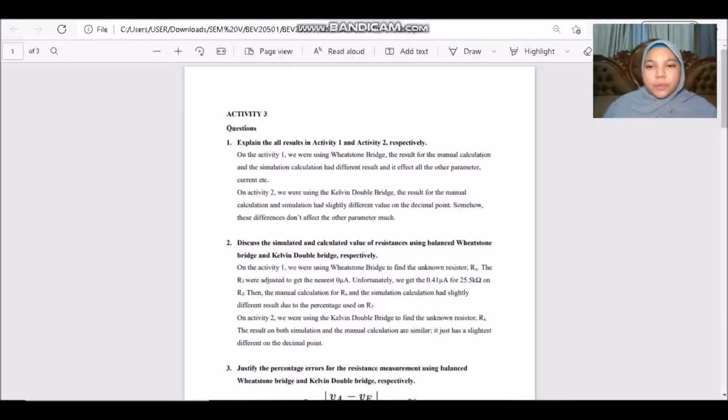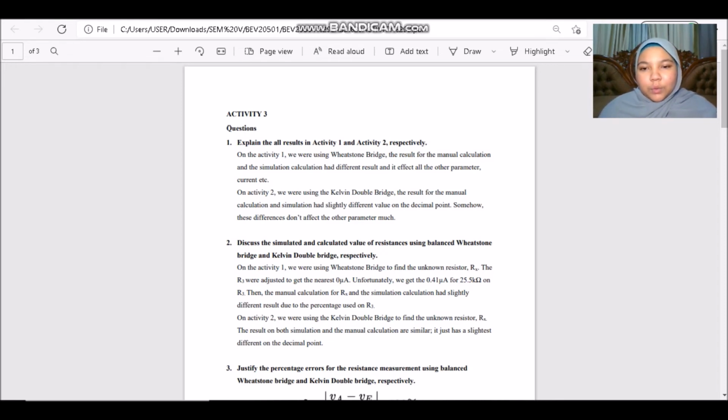Thank you. For activity 3, we have 6 questions. The first question is to explain all the results in activity 1 and activity 2 respectively. In activity 1, we were using the Wheatstone bridge. The results for the manual calculation and the simulation calculation were different and it affected all the other parameters such as current and so on.